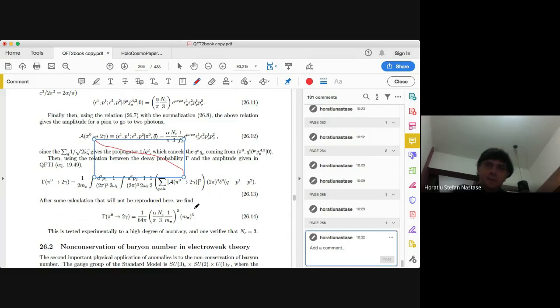And then we do a calculation that, well, it's not reproduced here, but it's easy to do. And the result is that the rate of decay for pion going to gamma gamma is this formula: 1 over 16 pi, alpha squared, N_c over 3 squared, 1 over m_pi squared times m_pi cubed.